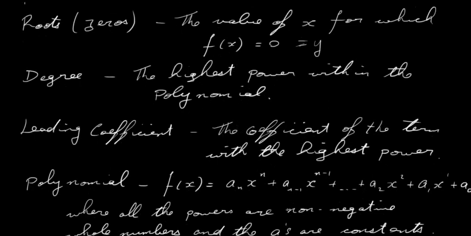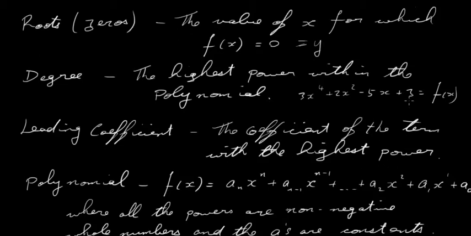So for example, if you have something like 3x to the power of 4 plus 2x squared minus 5x plus 3 is equal to our function f of x here. The degree of this polynomial, the degree of this function here, is 4, the highest power of x. The leading coefficient is the coefficient of the term with the highest power.